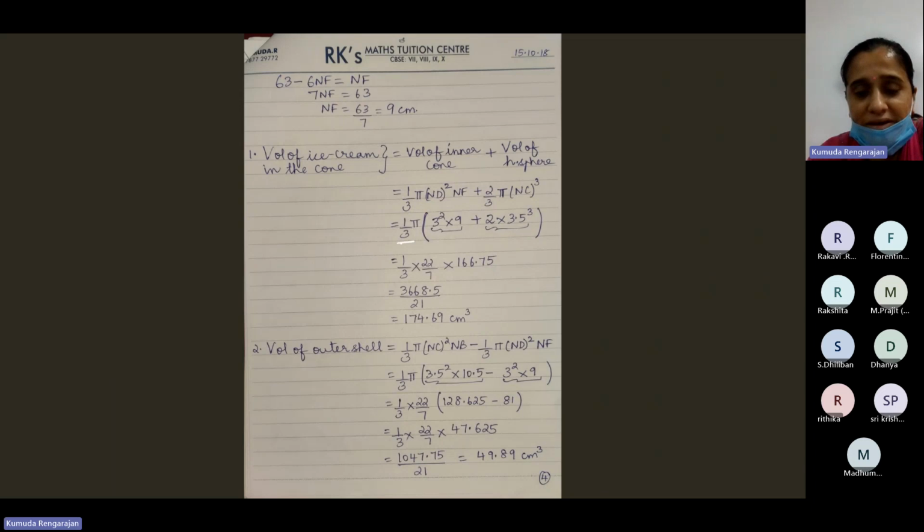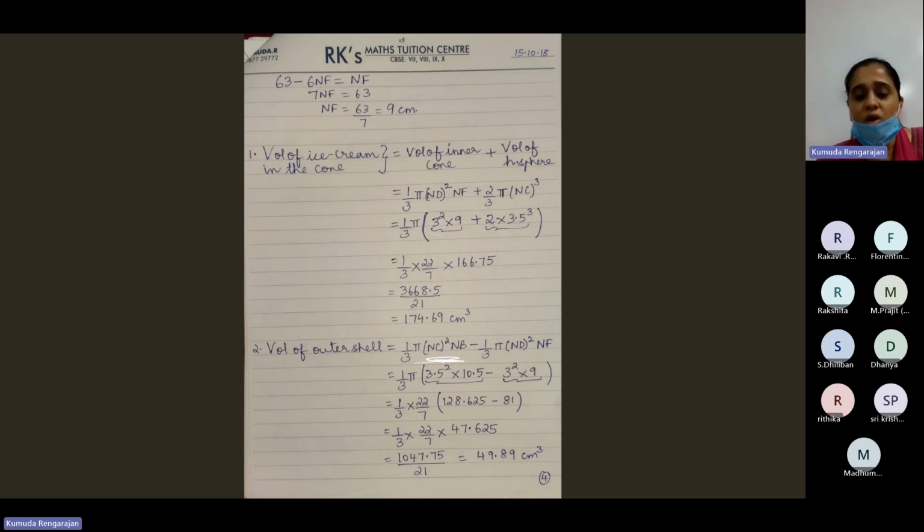Okay, so that's what you see here. 1 by 3 pi is common, and you will get this when you substitute the values, 3 square into 9. Here we have 2 by 3 pi. 1 by 3 is outside, so put a 2 here. So 2 by 3, pi is already outside, so 3.5 cubed. So 3 square is 9, 9 nines are 81. This one is 81 plus 3.5 cubed, so 12.25 into 2. Some answer, and that plus 81 gives 166.75. And then after multiplying and dividing, this is the volume of the cone.